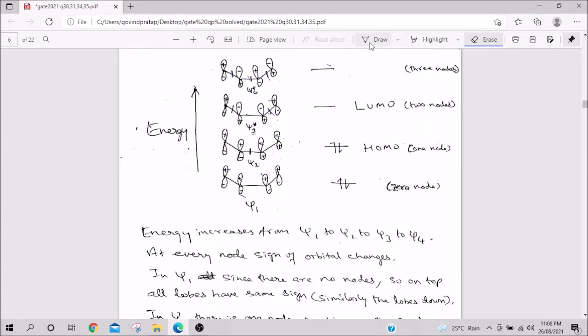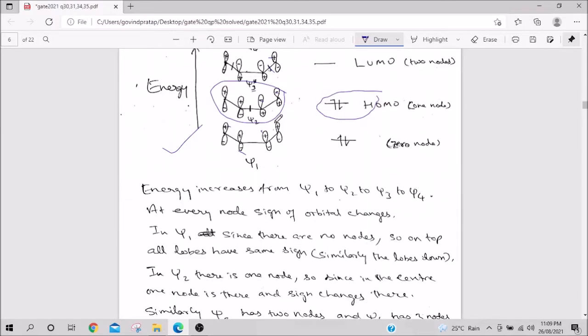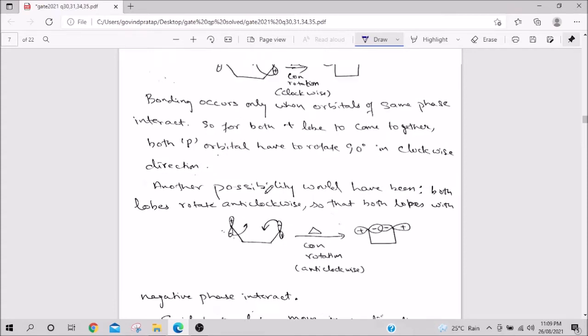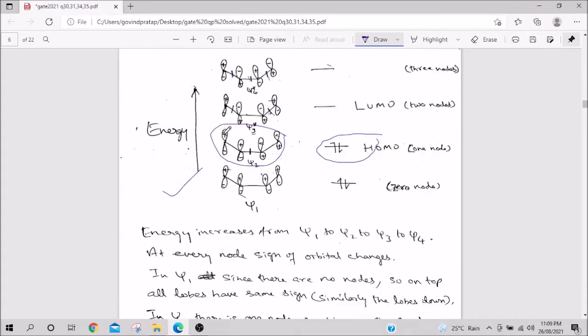Under thermal conditions, this is the ground state and no excitation happens. So the HOMO has the electrons, and the HOMO is what will react. Let us take the HOMO, that is psi 2. At the terminal you have plus and minus, and here also plus and minus; you can look for yourself.